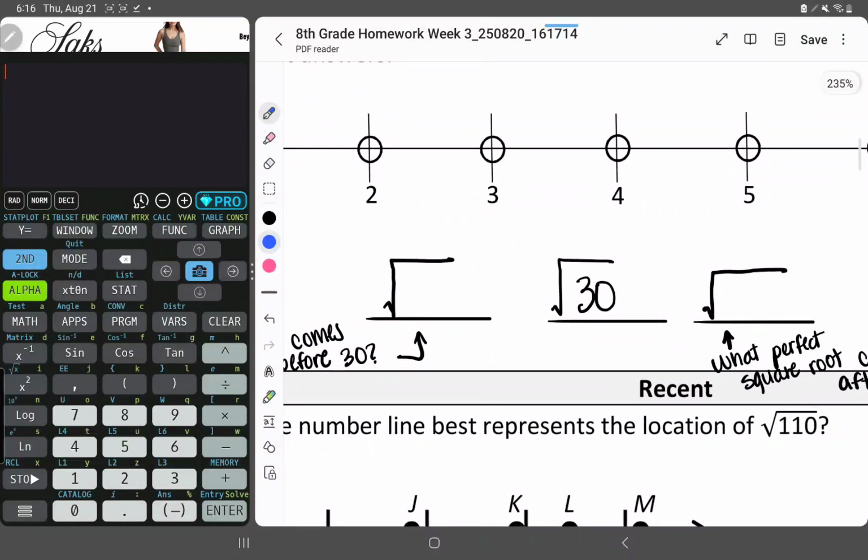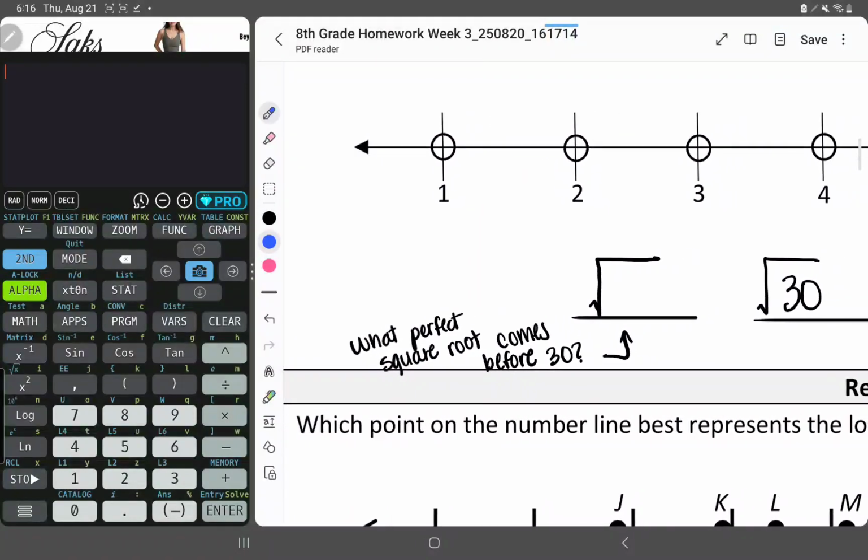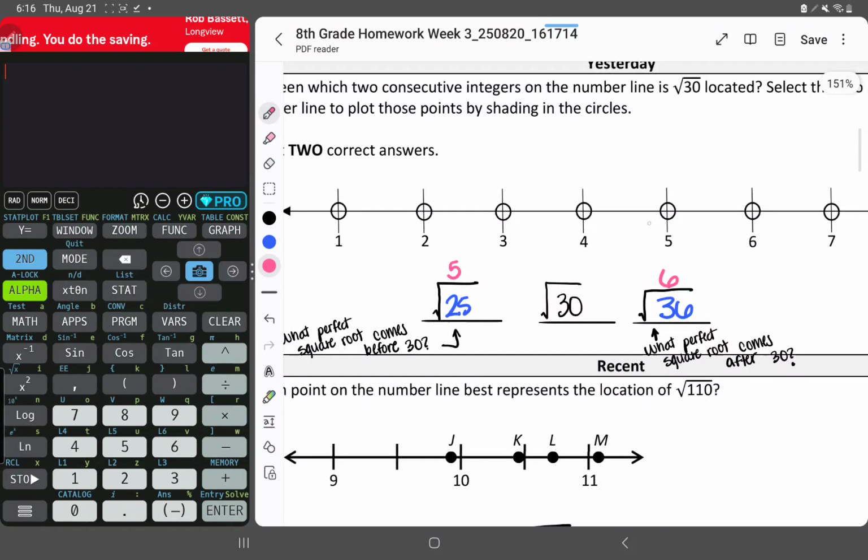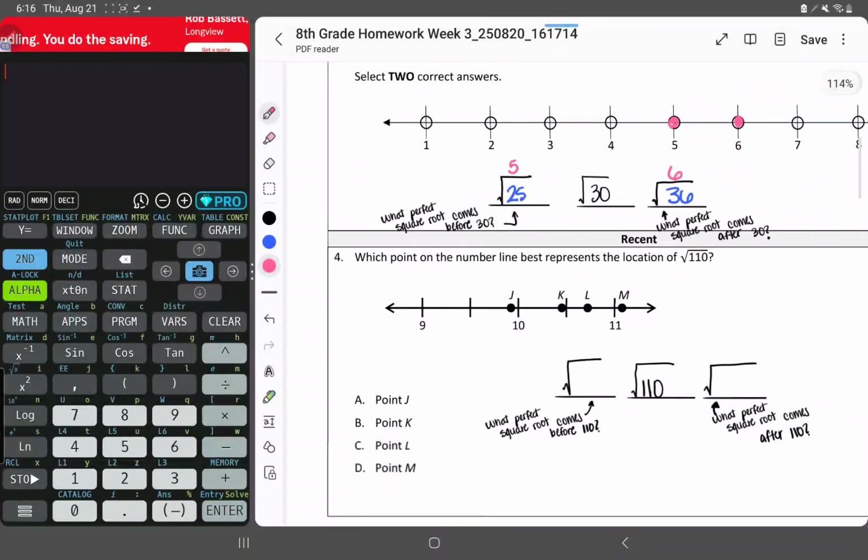So what comes before the square root of 30 that's a perfect square? That would be 25. And then what comes after 30 that's a perfect square? That would be 36. All right, now the square root of 25 is 5, and the square root of 36 is 6. So that means that the square root of 30 would be between 5 and 6.